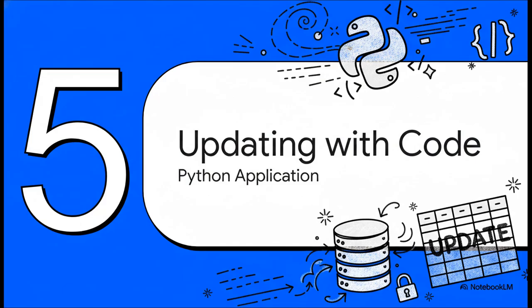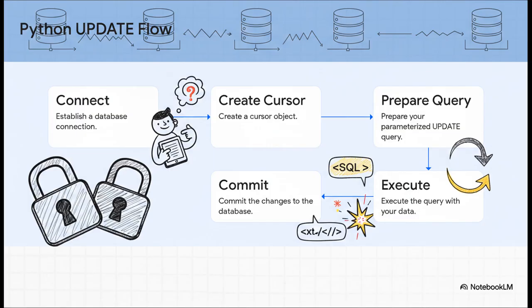Okay, so all this theory is great, but what does this actually look like when you put it into practice? When you're writing code in something like a Python application. Let's take a look. The workflow is pretty standard, really. First, you connect to the database. Then you create what's called a cursor. You can just think of it as a controller that lets you run commands. Then you prepare and execute your query using that cursor. And then, and this is a crucial step, you commit the changes. That's what makes them permanent in the database.